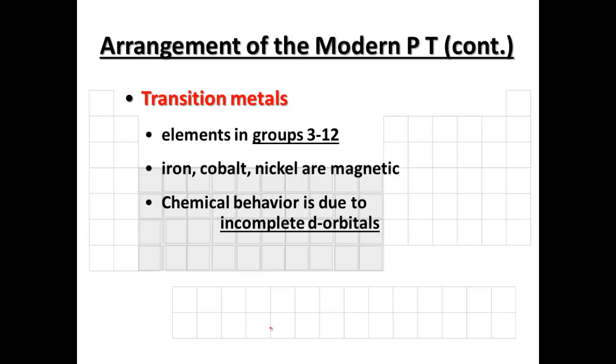Our transition elements on the periodic table, which you can see outlined here, are groups 3 through 12. Iron, nickel, and cobalt are our 3 magnetic elements due to the incomplete d orbitals. The ones we think of most often as metals, gold, silver, copper, iron, chromium, titanium, and tungsten, are all located in that center block on the table, known as our transition elements or transition metals.